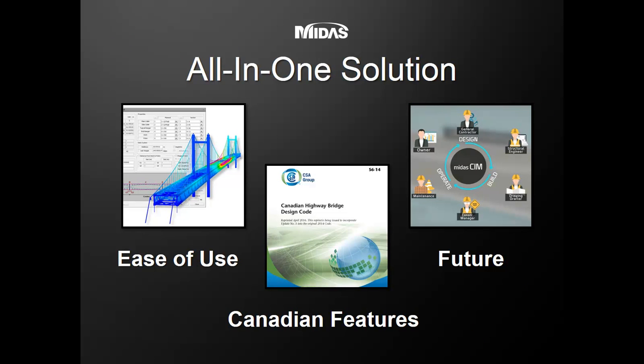Today, we are going to talk about three things. First, I want to talk about why Midas Civil is easy to use and how Midas Civil gives you freedom when you are working on your project. Second, I will talk about the newly developed design feature per CSA-S6-14 code and give you a demonstration of modeling and design of a pre-stressed concrete girder and steel composite bridge. And third, I want to share the future that Midas will bring to bridge engineering. Midas is committed to providing a better solution, and we continuously develop our software so that you can make the best out of our program.